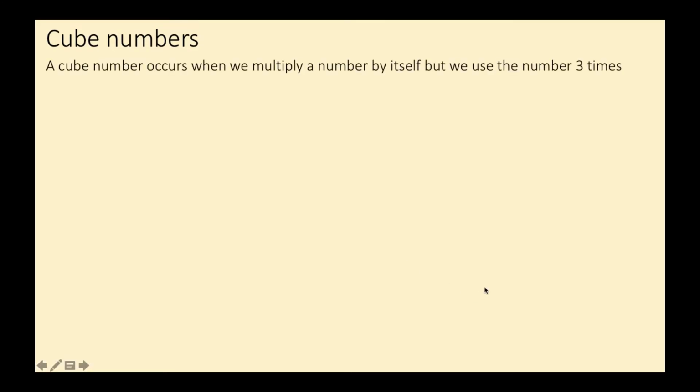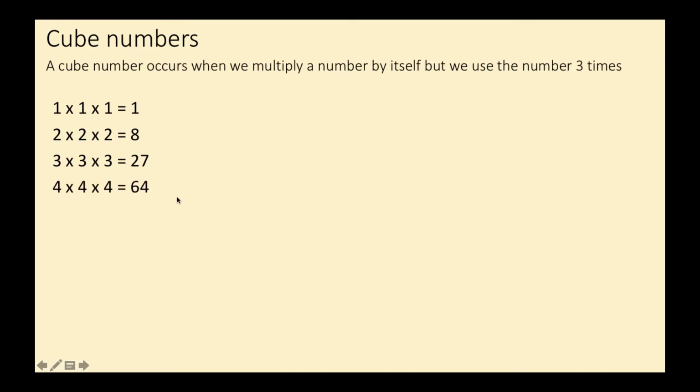So let's look at some cube numbers now. So, a cube number occurs when we multiply a number by itself 3 times. Okay, so we use the number 3 times. For example, 1 times 1 times 1 is 1. 2 times 2 times 2 is 8. Okay, so 2 times 2 is 4, and then 4 times 2 is 8. 3 times 3 is 9, 9 times 3 is 27, and so on.